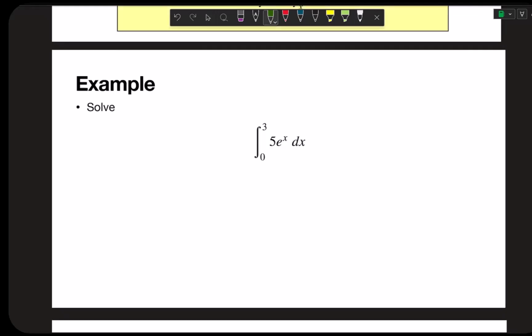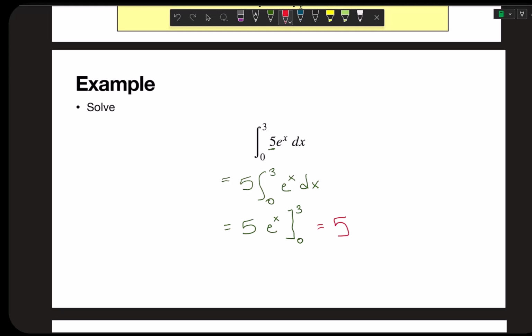How would I solve this integral? So I can start using my rules. First thing I'm going to do is take this constant outside of the integral sign. Now the integral of e to the x is e to the x. So this is equal to 5 e to the x, and I'm going to evaluate it between 0 and 3.